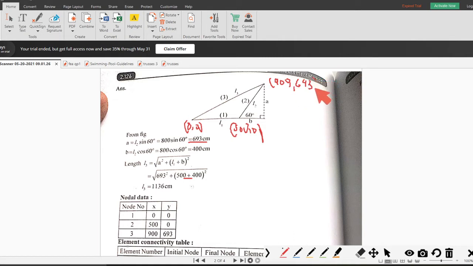The rest of the problem becomes as usual now: the nodal connectivity data, the element connectivity table, all those things. Here Q1, Q2, Q3, Q4, Q5, Q6. Then F1, F2, F3, F4, F5, F6. So what is the F1 value given? 0. Correct.